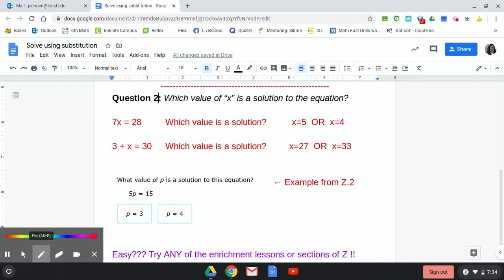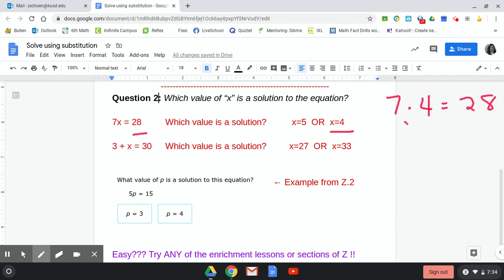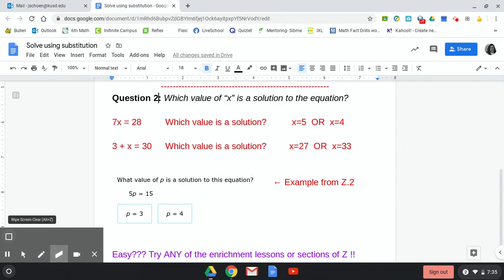So let's try x equals 4 instead. So 7x, instead of x being there, we're going to substitute it with the 4 this time, equals what they told us to, 28. What is 7 times 4? 28. Is 28 equal to 28? Yes. So we would choose x equals 4. These two are both going to be buttons, and you would choose x equals 4. That's the correct solution.